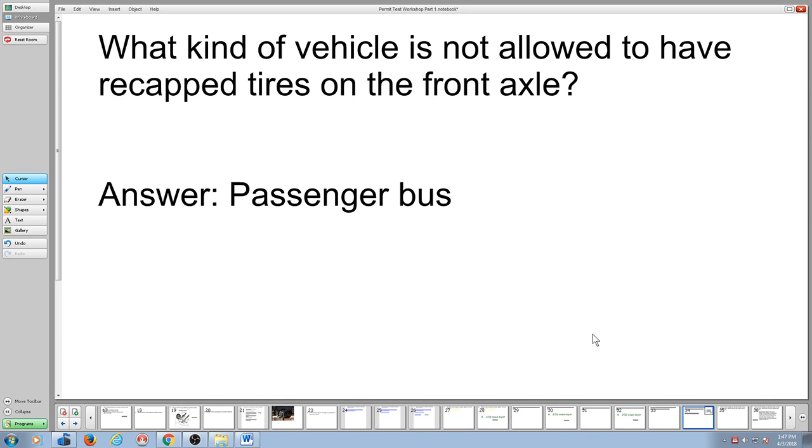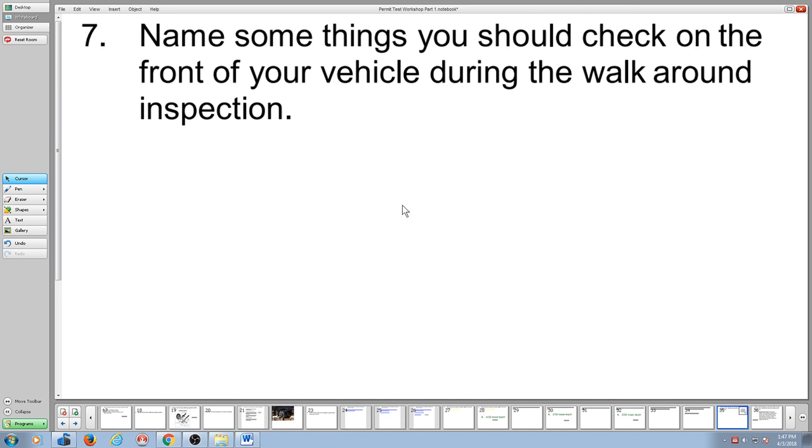I believe that recently changed. I'd have to ask Bill for more information on that one. But yeah, passenger bus, no retreads.